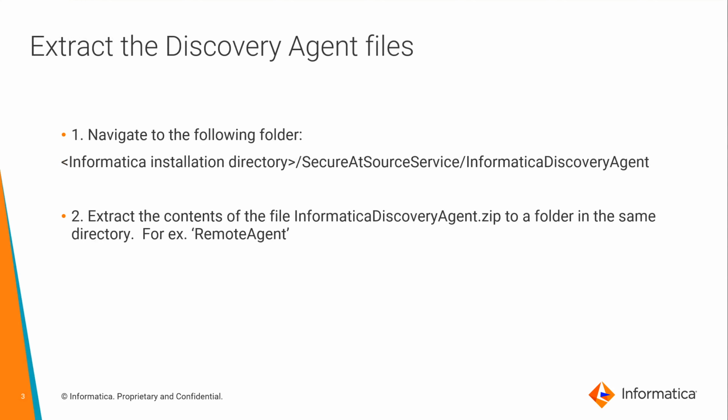Upon your DPM installation in your node, the Informatica Discovery Agent.zip file would contain the necessary binaries for the Discovery Agent and would be located in the Informatica Installation Directory, Secure Source Service, and Informatica Discovery Agent folder. You would need to extract the contents of the zip file to a folder.